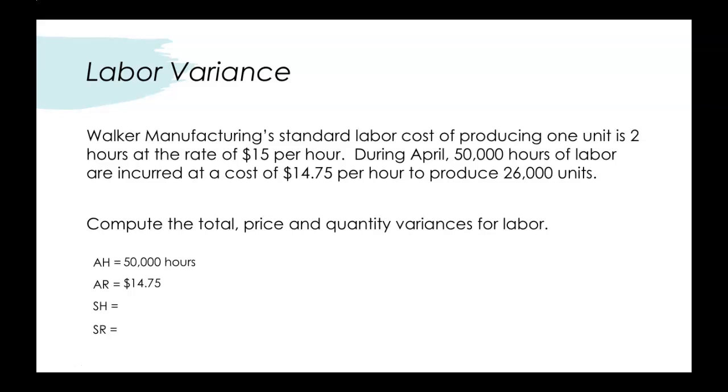Now, standard hours. This one takes a little bit of calculations. So, we expected 1 unit to take 2 hours, and we produced 26,000 units. So, based off of that, we would have expected to have 52,000 hours of labor this month. So that's our standard hours. Standard rate, what did we go into the month thinking that we were going to be paying per hour? That's our $15. So now that we have all of those, we can now figure out these variances.